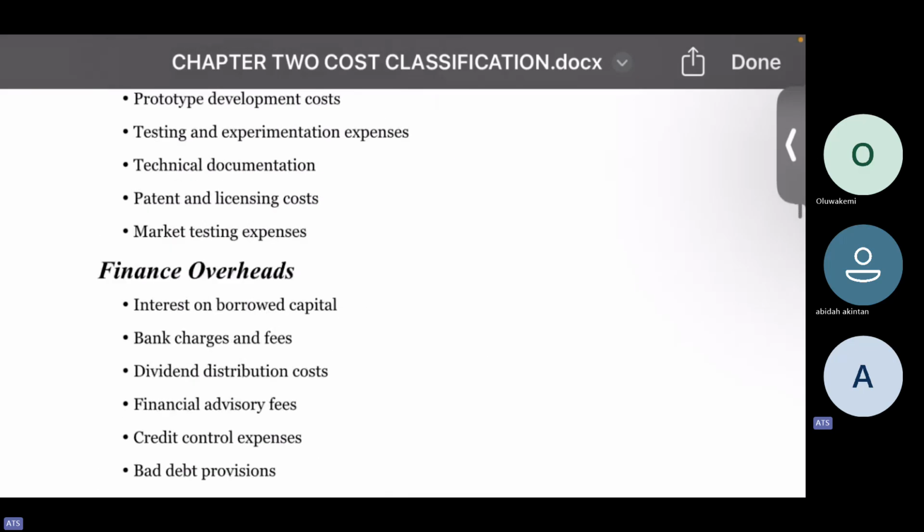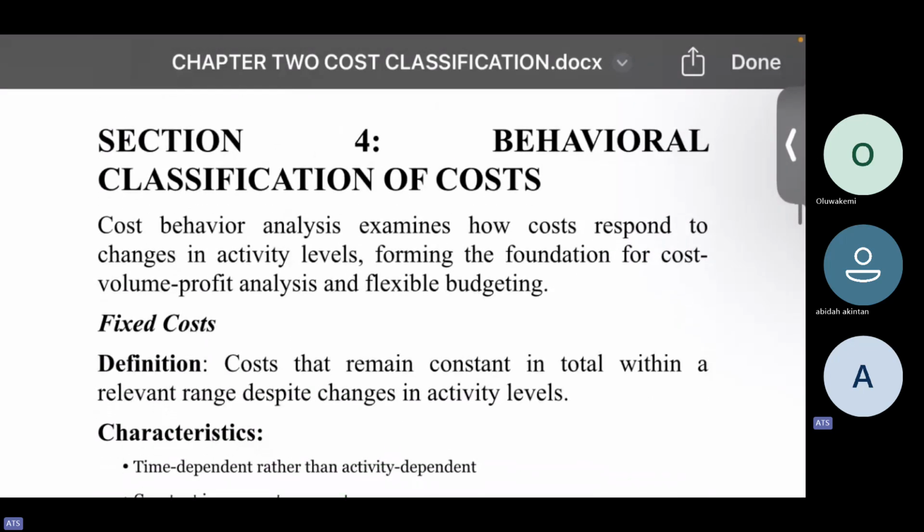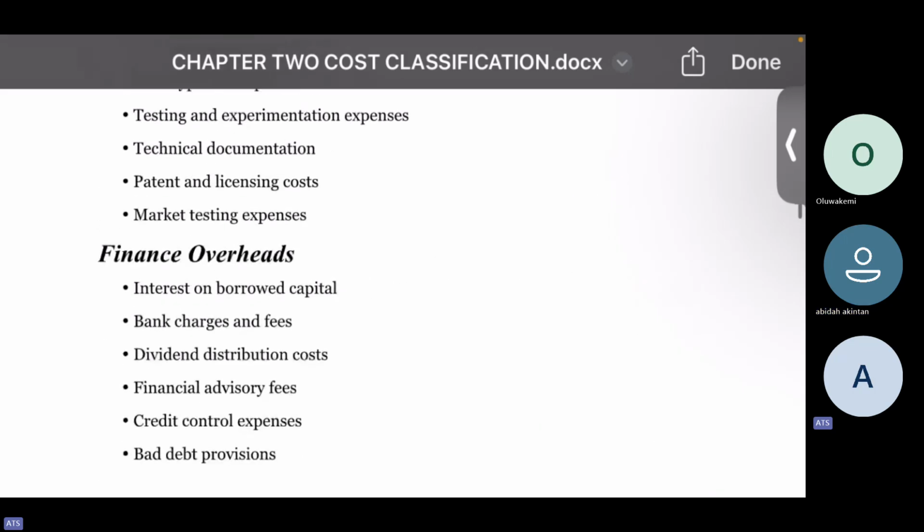Are we clear? Sorry, can you still hear me? Sorry for earlier. Are you saying all finance cost is under function of cost? Yes, it is also classification according to function. Okay. Yes.